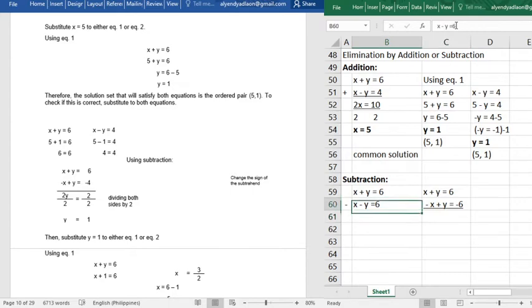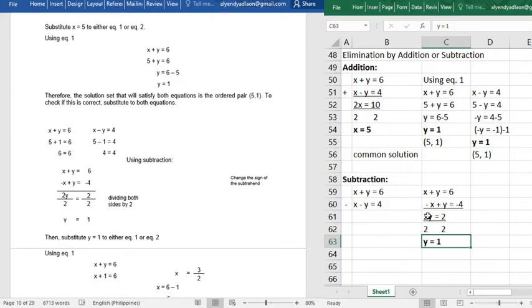Alright, to check, this should be 4 rather. We have 4, and then we have negative 4. So again, positive x and negative x, that is 0. y plus y, that is 2y. And 6 minus 4, that is 2. So divide both sides by 2, we can get y equals 1.